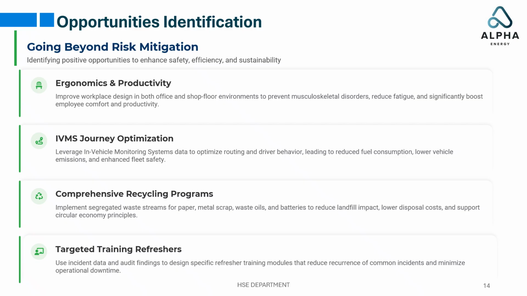Comprehensive recycling programs also represent an opportunity by implementing segregated waste streams for materials such as paper, metal scrap, waste oils, and batteries, which helps reduce landfill impact, lower disposal costs, and support circular economy practices. Additionally, targeted training refreshers can be developed using incident data and audit findings to address recurring issues, strengthen employee competency, reduce incident recurrence, and minimize operational downtime.